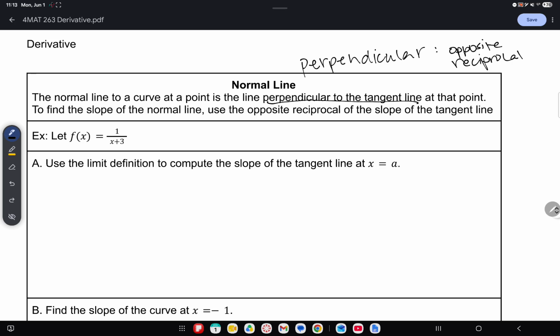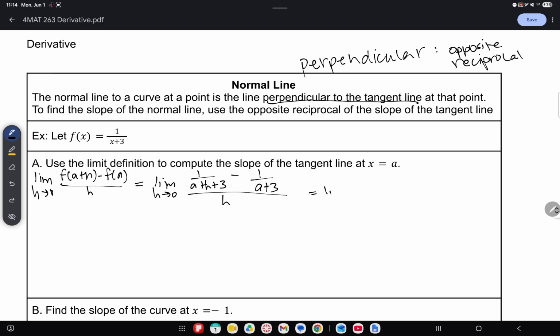So I use the limit definition to compute the slope of a tangent line at x equals a. Okay, let's use that limit definition: the limit as h goes to 0 of f of a plus h minus f of a, all over h. So in this case, we have the limit as h goes to 0 of 1 over a plus h plus 3, minus f of a, so 1 over a plus 3, all over h. Now I'm going to want to get all of this into one fraction. Don't want to forget my limit notation here.